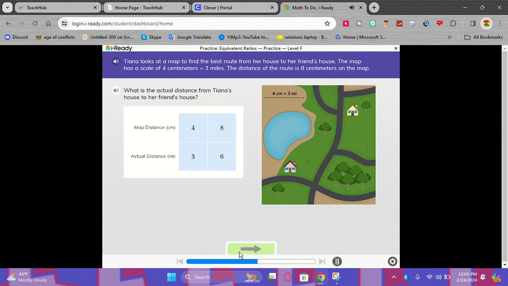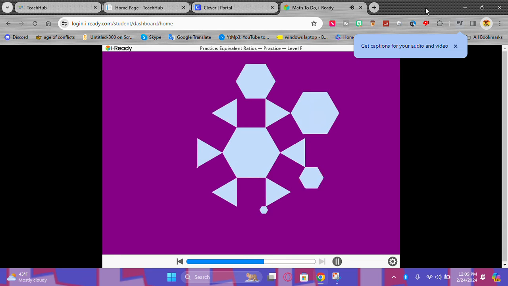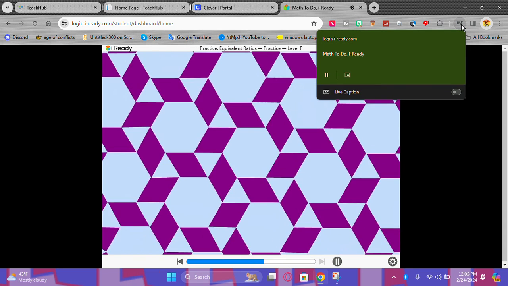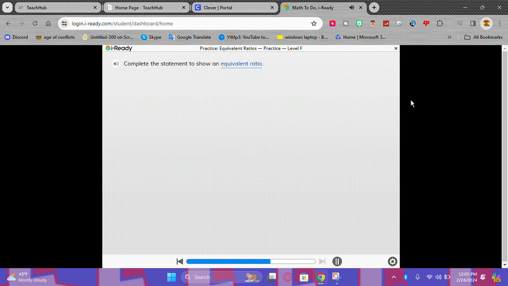Tiana looks at a map to find the best route from her house to her friend's house. The map has a scale of 4 centimeters equals 3 miles. The distance of the route is 8 centimeters on the map. What is the actual distance from Tiana's house to her friend's house?